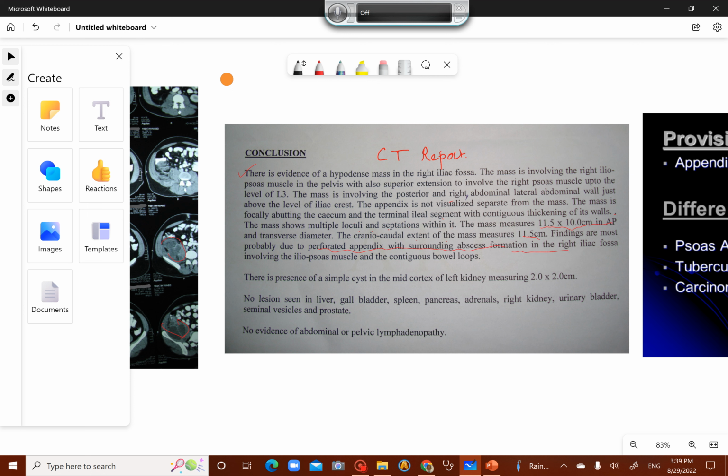There is presence of a simple cyst in the mid-cortex of the left kidney, measuring 2 by 2 centimeters. This was an incidental finding. No lesion seen in liver, gallbladder, spleen, pancreas, adrenals, right kidney, urinary bladder, seminal vesicles, and prostate. No evidence of abdominal or pelvic lymphadenopathy.